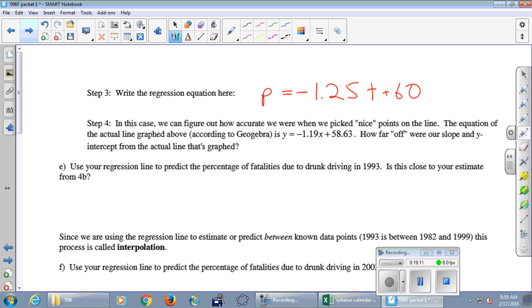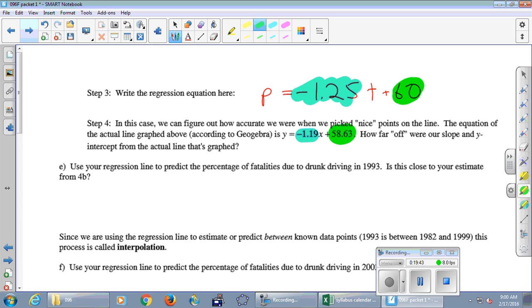Okay, let's compare for a second. So the slope of the real line is negative 1.19. What's the slope of our line? Negative 1.25. Seems quite close to me. We're off by 6/100. It's not too much. And then the y-intercept of the actual line was 58.63. Jeff was very close when he said 58.59. It was almost halfway between his two guesses. Our answer was 60. That's close enough. It's not going to be perfect today.